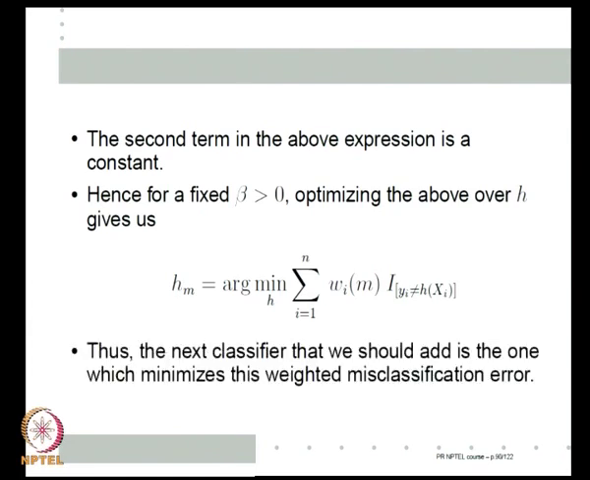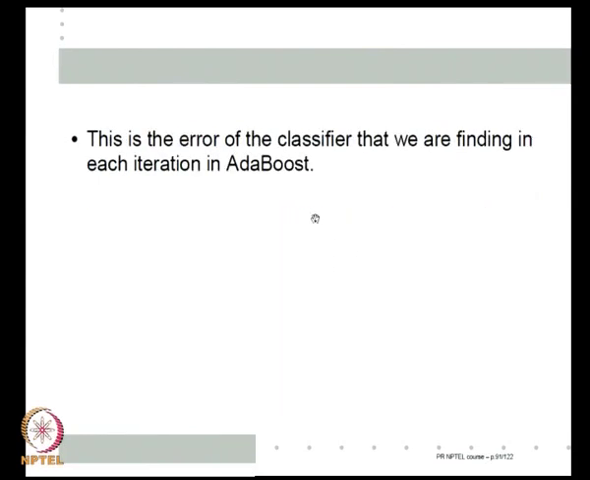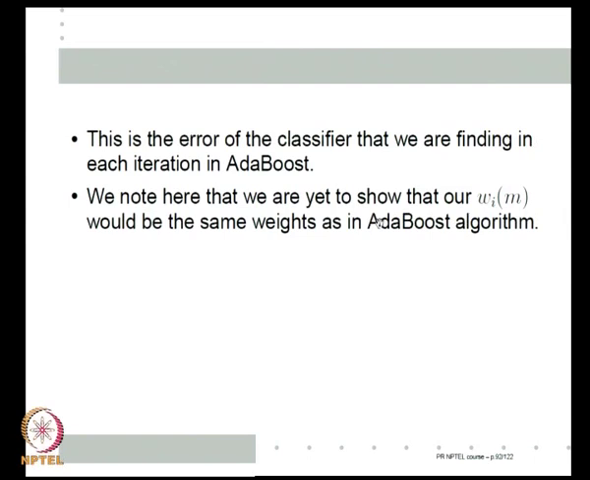This is interesting, as we already said. The next classifier that we should add is the one which minimizes the weighted misclassification error. So, the weighted misclassification error that AdaBoost is looking at is very important. Of course, provided this w_i^m turns out to be the weights there, that we will see at the end. So, this is the error of the classifier that we are finding in each iteration of AdaBoost also. So, we note of course, that we have not yet shown that w_i^m would be the same weights as in the AdaBoost algorithm. We will do that before the class is over.